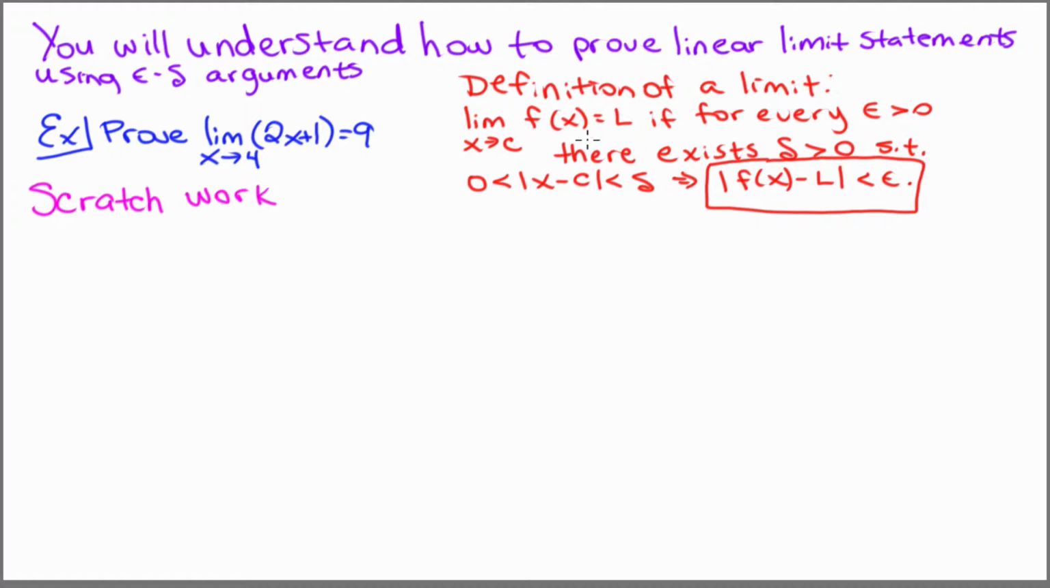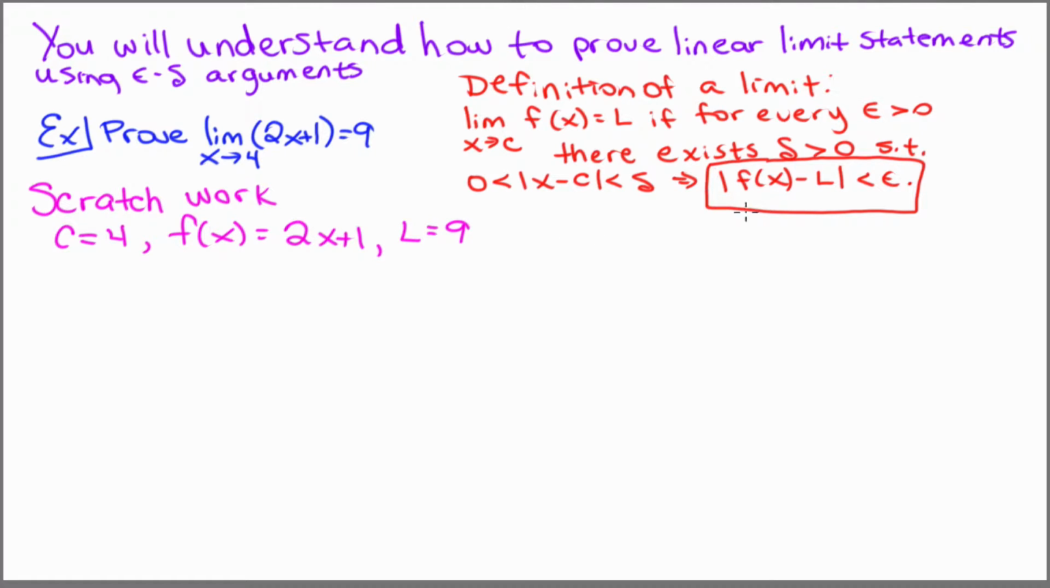In our scratch work, let's point out what c, f of x, and L are. According to our definition, c will be what x is approaching. In our case, x is approaching 4, so c is 4. The function will be located here. F of x will be 2x plus 1. And L will be 9.